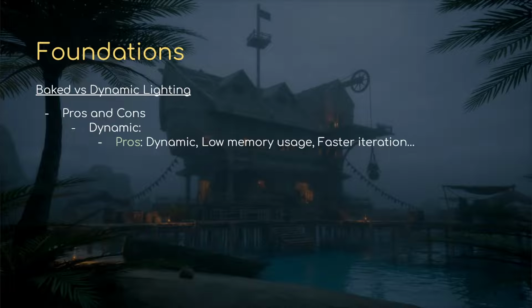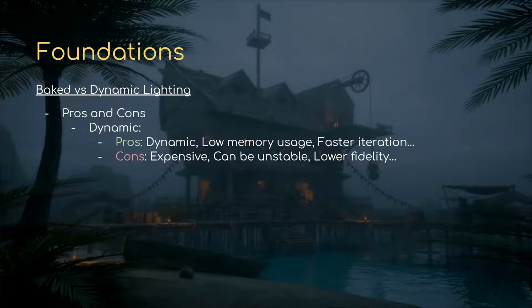And then dynamic lighting: the process is dynamic, it's responsive. Everything you change, you will see the changes immediately. It uses less memory because you don't have to store those light maps. And it's a faster iteration, again, because it's dynamic. Everything you change, you can see immediately. You can compare really quickly between one version and the next one. So it makes the process of creating much faster and easier.